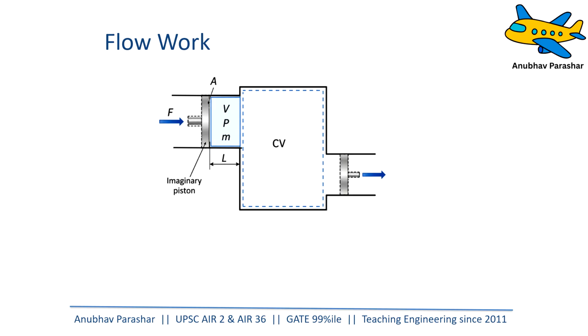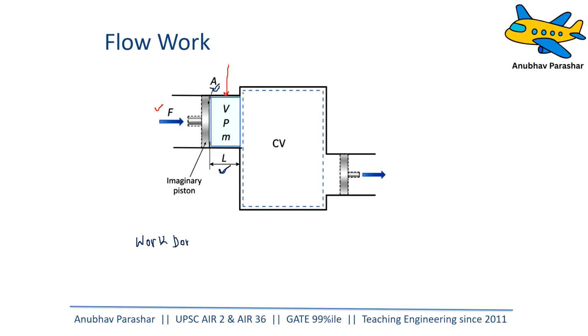Let us assume this is the element of fluid that is getting inside. We are applying a force F. Let me assume that the fluid behind the element which is going inside is an imaginary piston. And this is the fluid element going inside, whose length is L and the area of cross section is A. So what is the net work done?